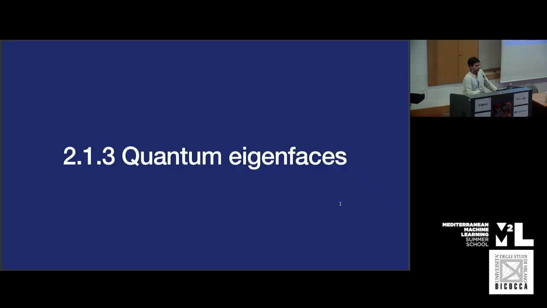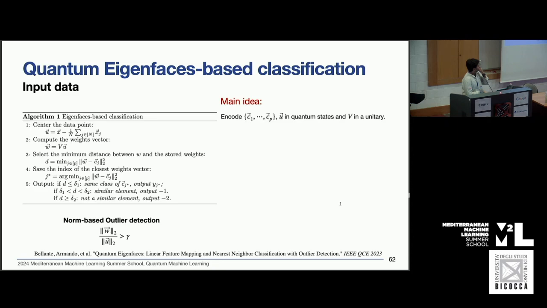Cool, so what's the quantum equivalent of this? First of all, we need to encode our data, and we will assume that they are stored in a quantum memory, so we will use a quantum memory to store these. We already performed the training. We are only interested in performing classification and seeing if we can speed this up. Okay.